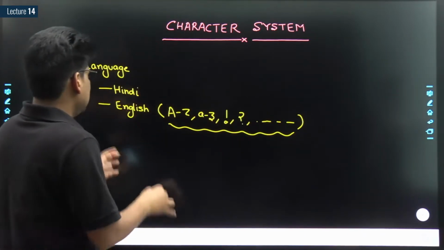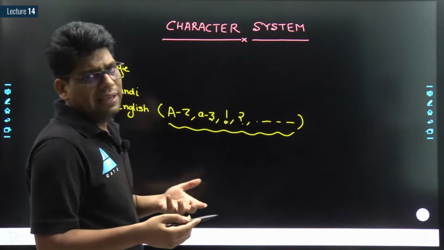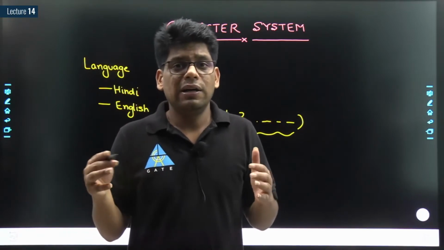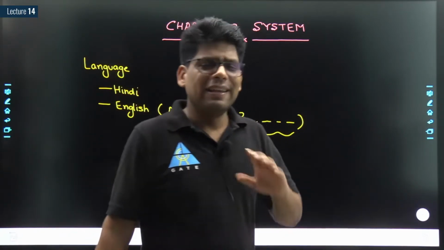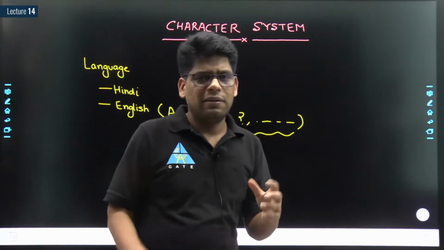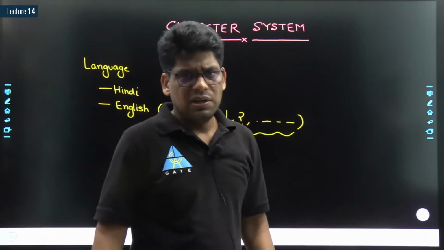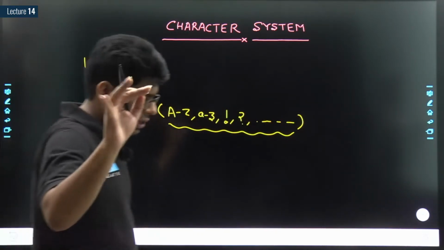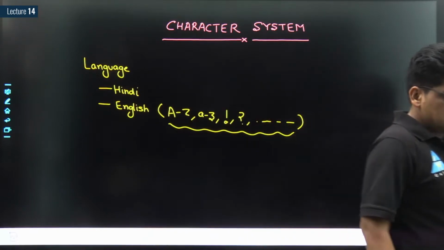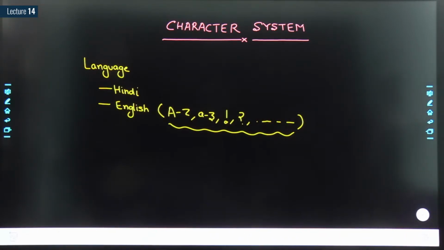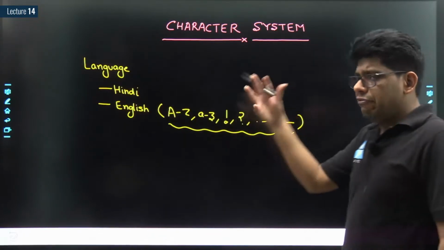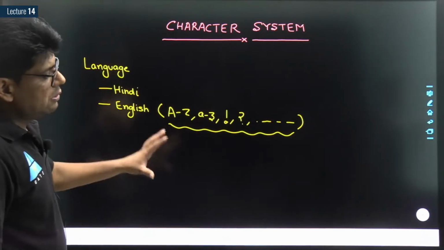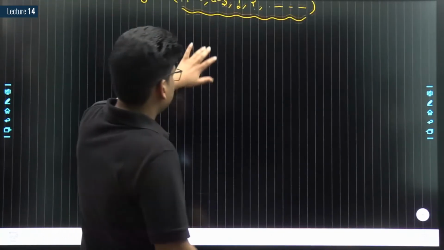If I talk about Hindi, again we have a set of characters. In Hindi, it is called Varnamala, the character set, and some other symbols. For every language, there is a fixed character set. Think about it. Every language has a different character set. Try to understand. Okay, sir.